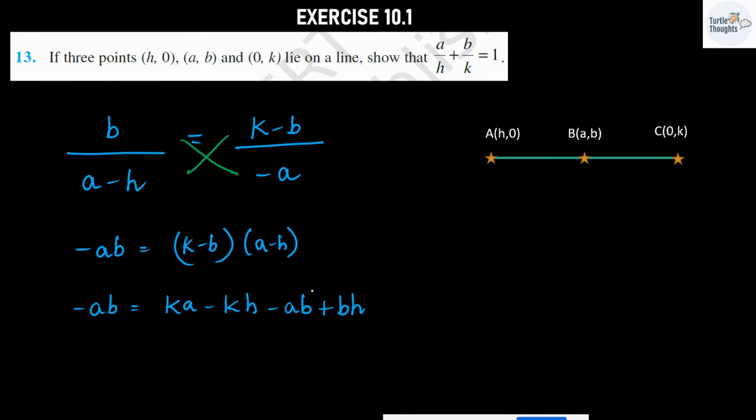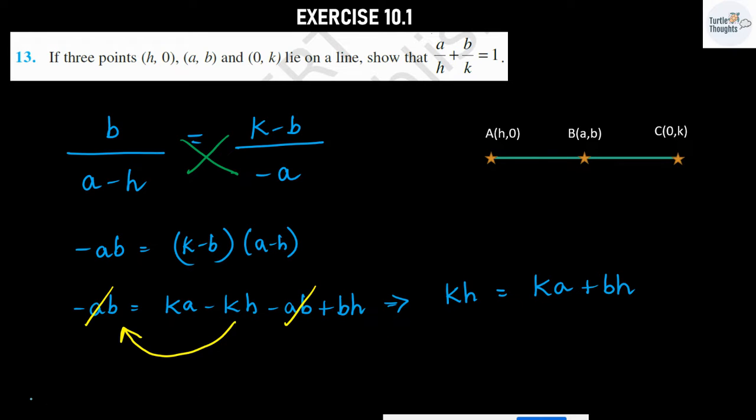Now I can cancel minus ab with minus ab. Can I do that? I can cancel minus ab with minus ab, and minus kh I'll be sending to the other side. So if I do that, I will be ending up with plus kh is going to be ka plus bh. Can I tell this?